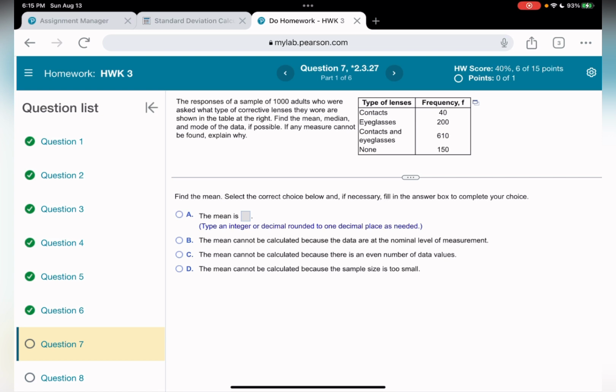Yes, it's representing type of lenses. It's contacts, eyeglasses. You can't find an average of eyeglasses or contacts. And it's frequency, how many contacts, how many eyeglasses. So there is no mean.